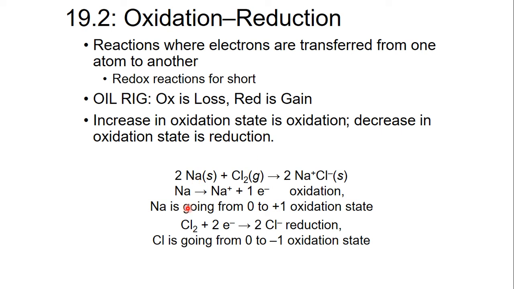So if we look at Na plus Cl going to NaCl, that's a redox reaction. Sodium is going from neutral to positive. It's doing that by losing an electron. The left side of the equation has an oxidation state of 0. The right side now has an oxidation state of plus 1. So it has been oxidized. Chlorine has an oxidation state of 0, and then, as a product, minus 1. So it has been reduced.